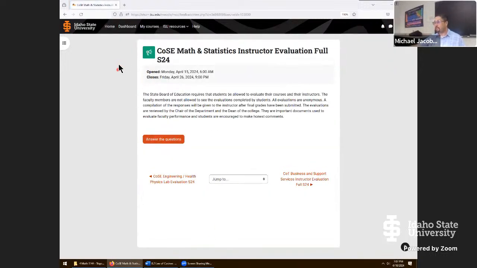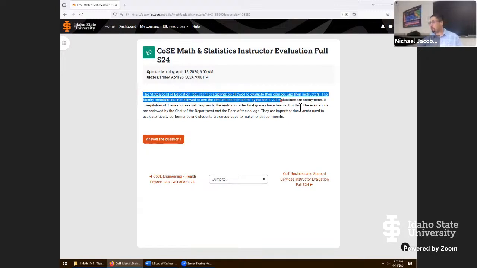And if you click on it, you get something that looks like it was written by the legal department. It says, the State Board of Education requires that students be allowed to evaluate their courses and their instructors. And that's absolutely true. The State Board of Education mandates that to us. We're a state college. So if we didn't give you the opportunity to review the class and the instructor, well, the State Board of Education would come down with an axe and make sure that a bunch of people would have new positions probably.